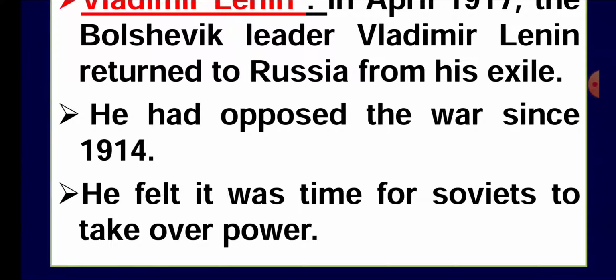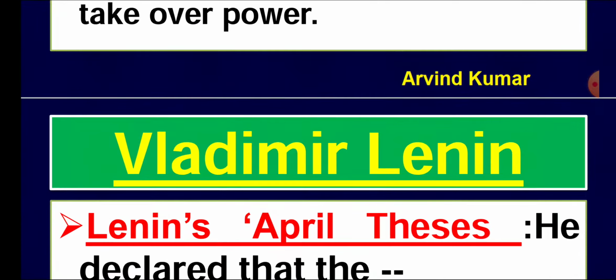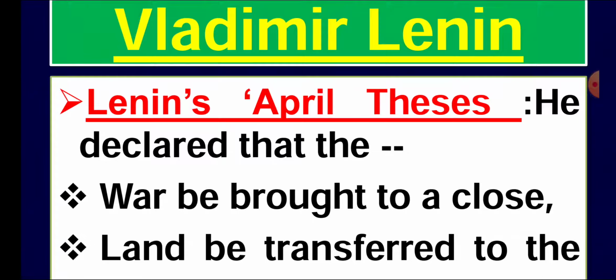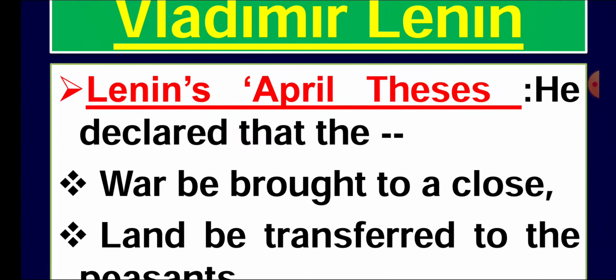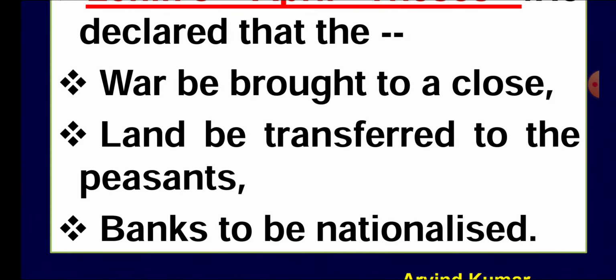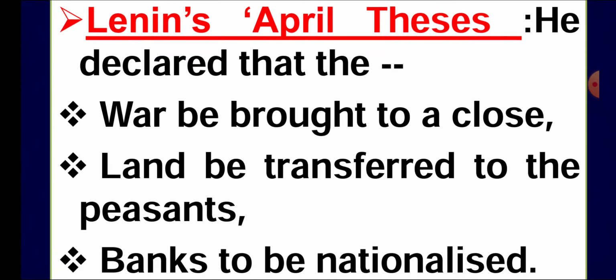And he felt that this is the time for Soviets to take over the power. Meanwhile, these social organizations, the group of laborers or the socialist people, they must take power in their hands. And Lenin made three major demands, which are called the April Theses.